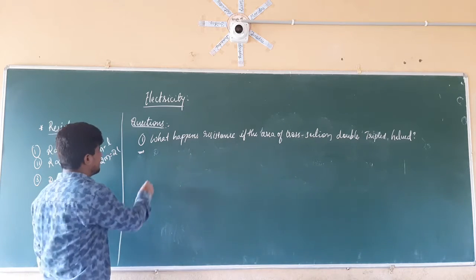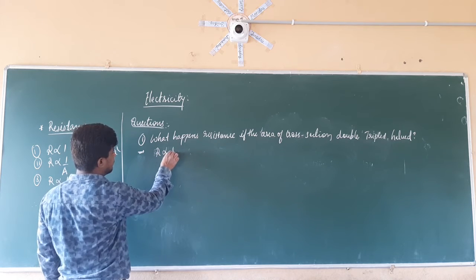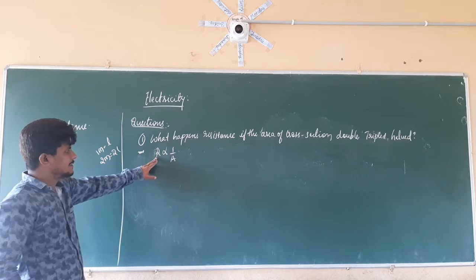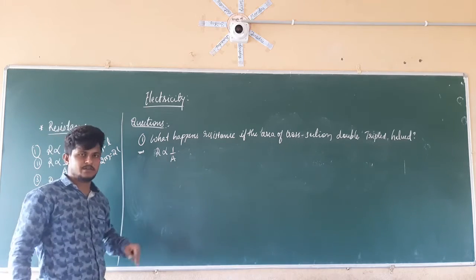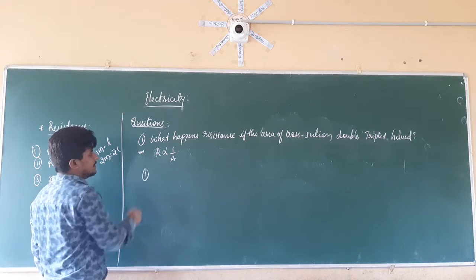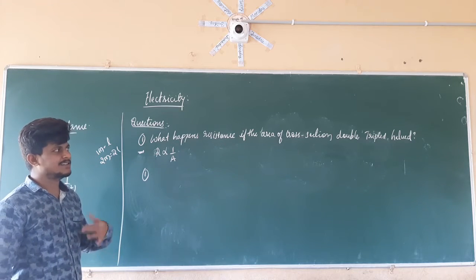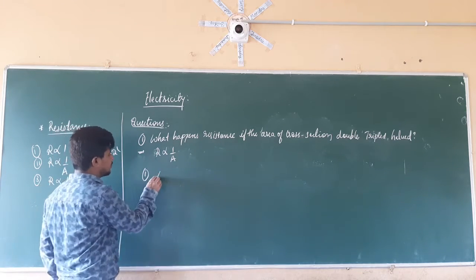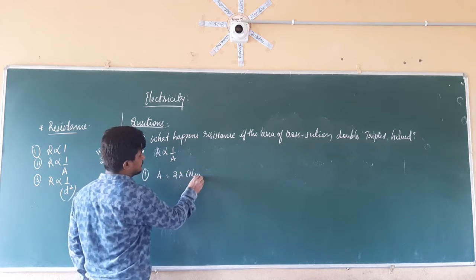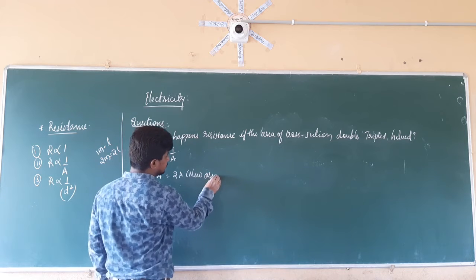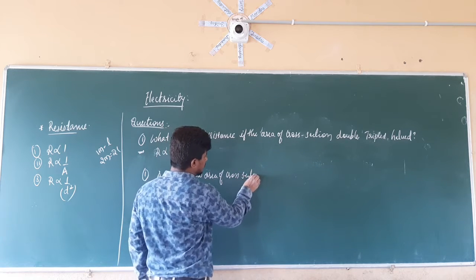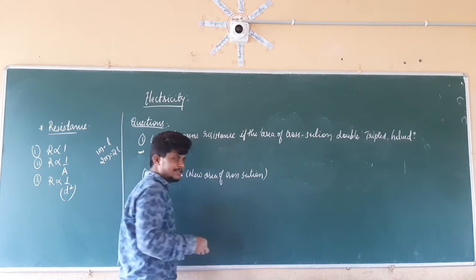So first condition, we already know that R is inversely proportional to 1 by A. Right. This R is the original resistance and this is the original area of cross section. So if you take the first case here, that is nothing but area of cross section is double. So the new area of cross section is A equal to 2A. This is the new area of cross section.